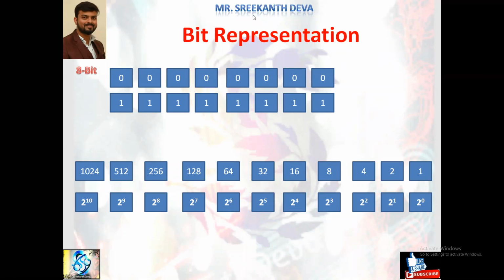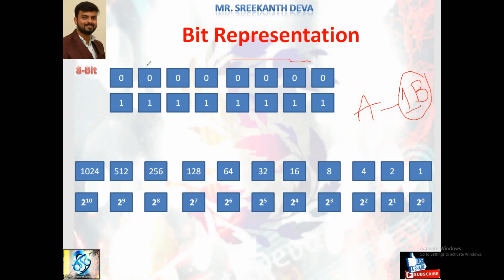I want to store 1 character in the computer. Yes, I want to store 1 character like A. How much memory do I require? 1 byte of memory. Okay, this 1 byte represents what? 8 bits of memory, 8 bits of combinations, that is in between 8 zeros and 8 ones.